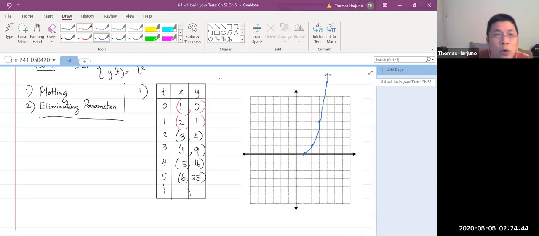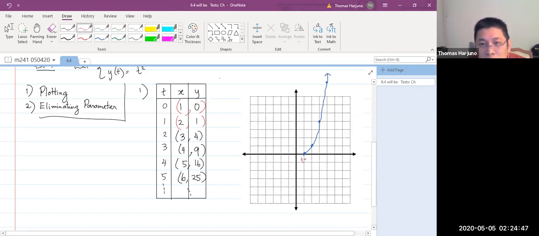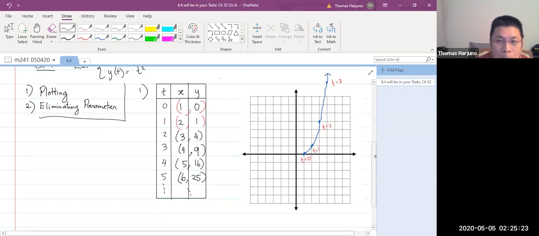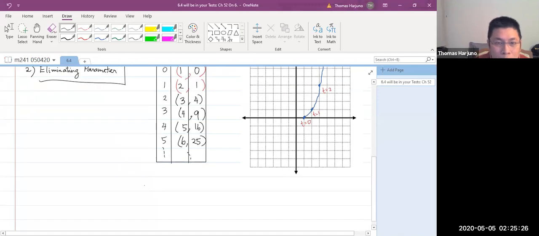In fact, we can say more: when the time t equals 0, it's here. This is when t equals 1, this is when t equals 2, this is when t equals 3, and so on and so forth. Now, the thing with this plotting technique is that you may get the first couple of points, but you may not get a good feeling about what the shape of the graph looks like. It's not wrong though. In fact, to be good with graphing parametric equations, you need to know both, not only one of them. Now second, eliminating the parameter.